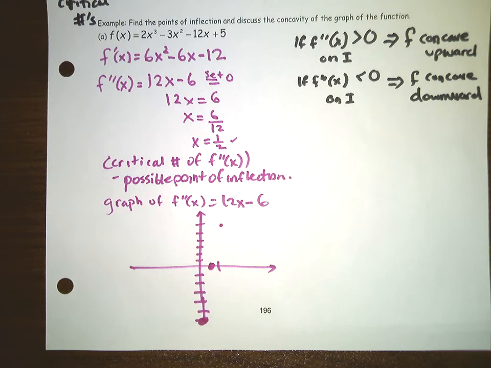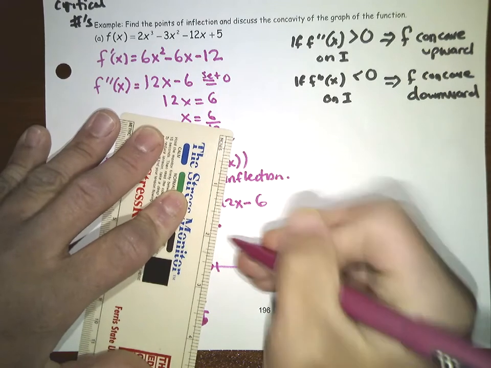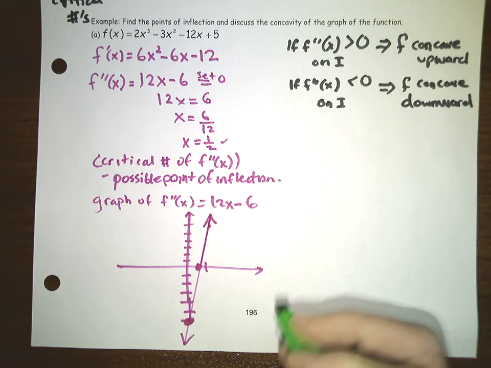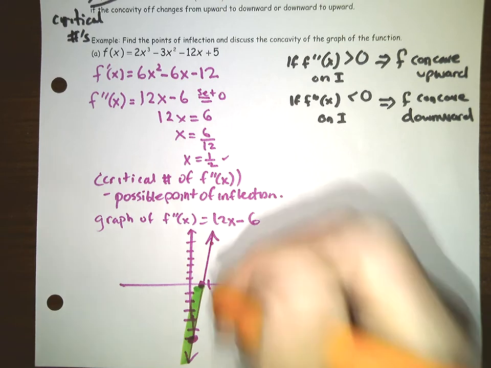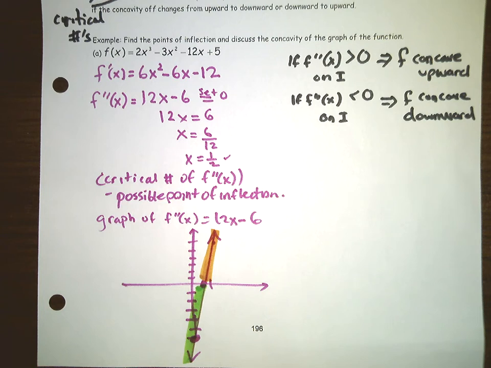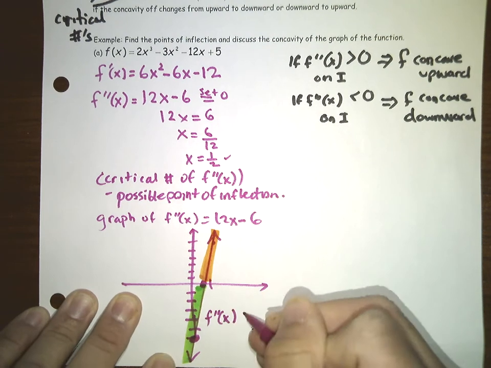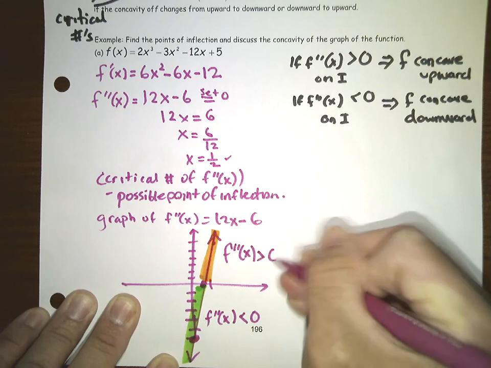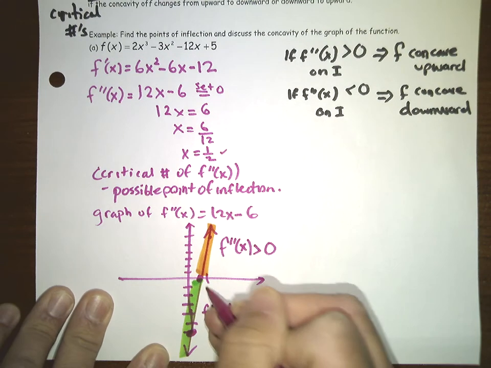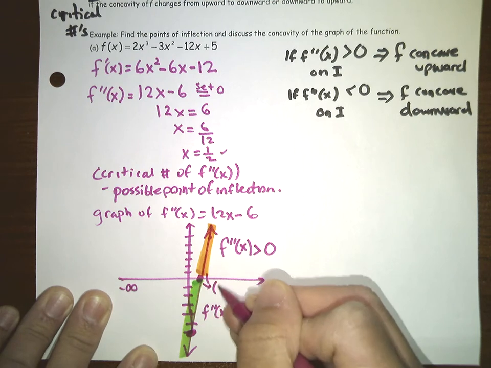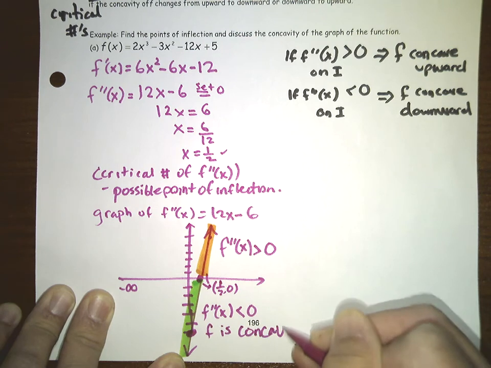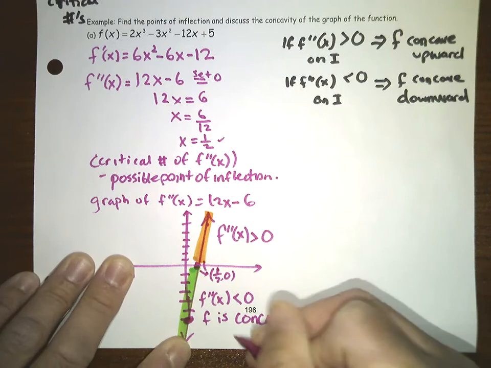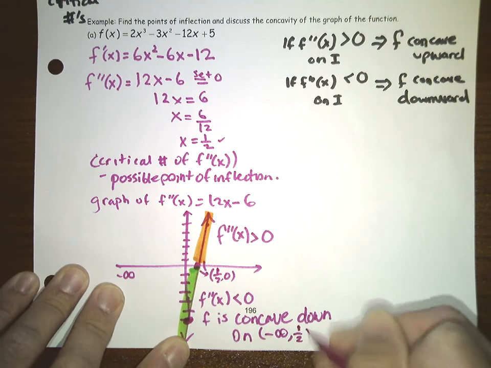So if I go ahead and graph that here, I see that over here the f double prime of x is less than 0, and over here the f double prime of x is greater than 0. So what does that mean? Well, it means that on the interval from negative infinity to a half, f is concave down.